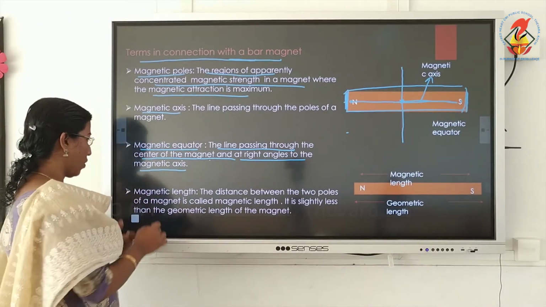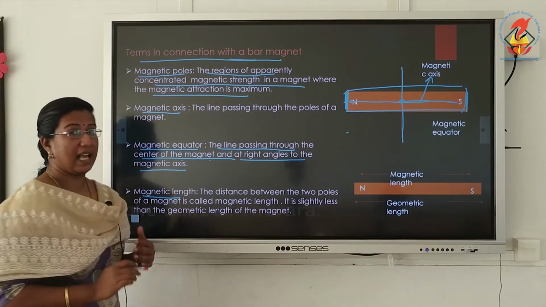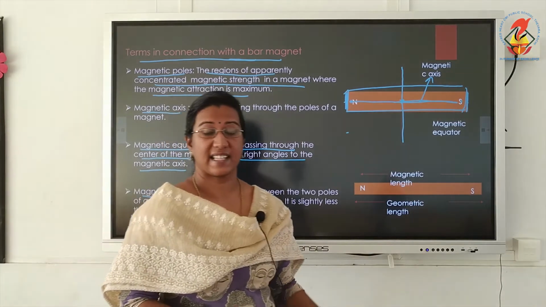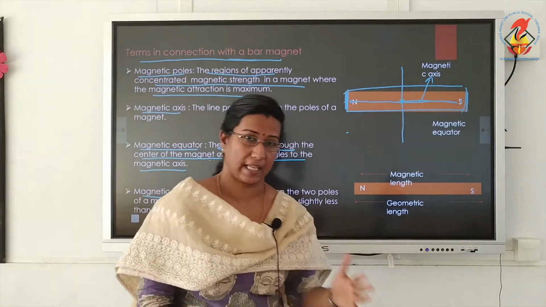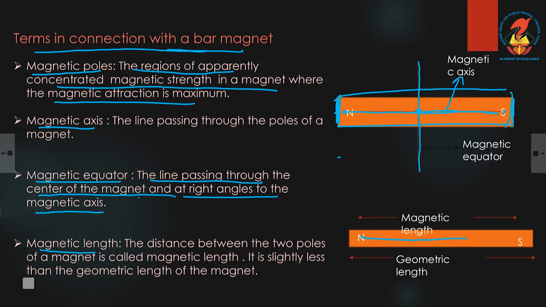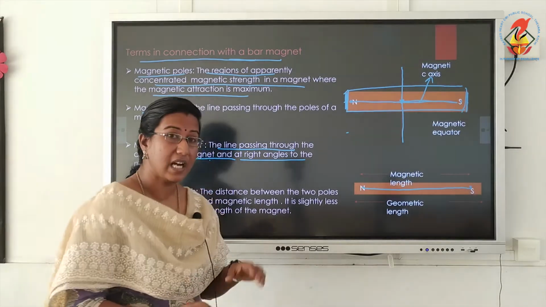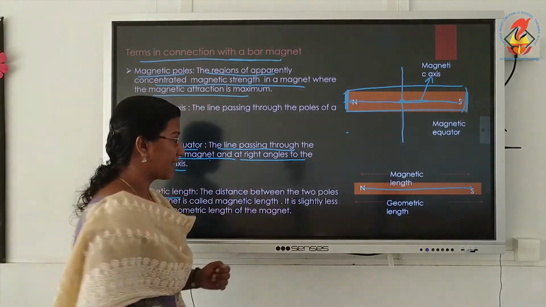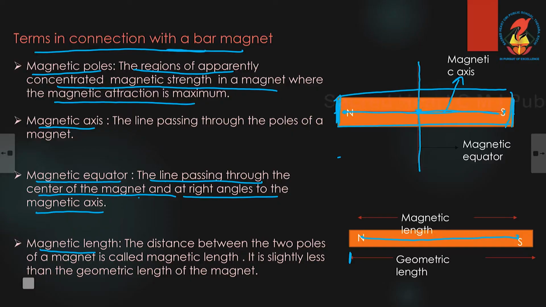The next term which we are going to study is the magnetic length. We have two lengths in case of a magnet. One is the magnetic length and the second one is the geometric length. Magnetic length means it is the distance between the north pole and the south pole of a magnet, whereas geometric length is the length between the end points of the magnet. This much is the geometric length.